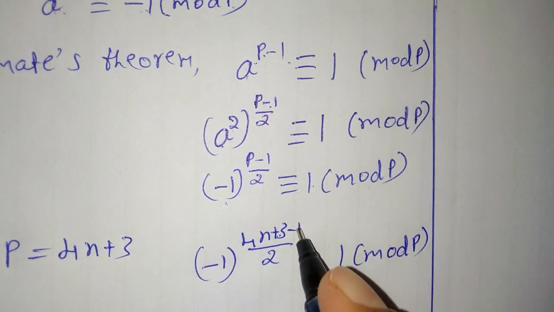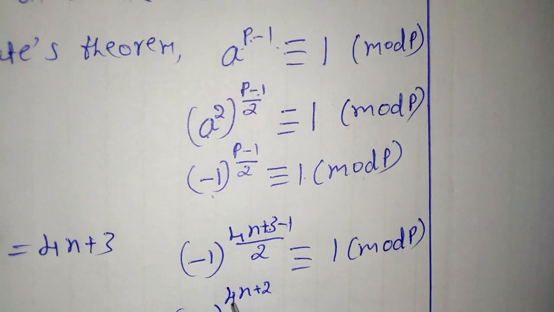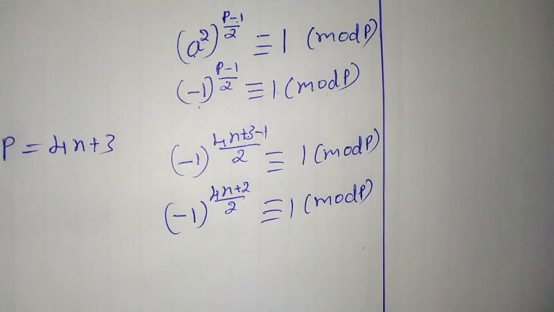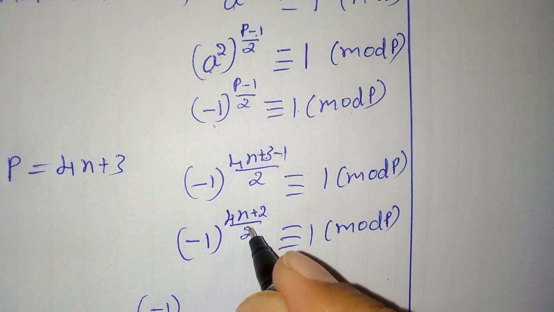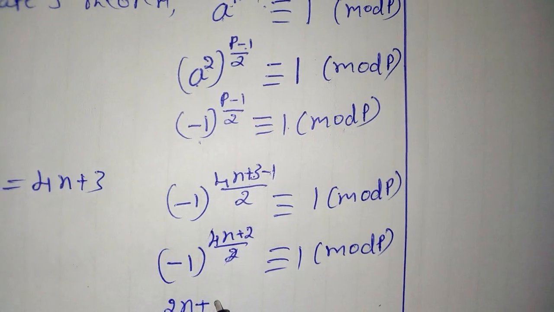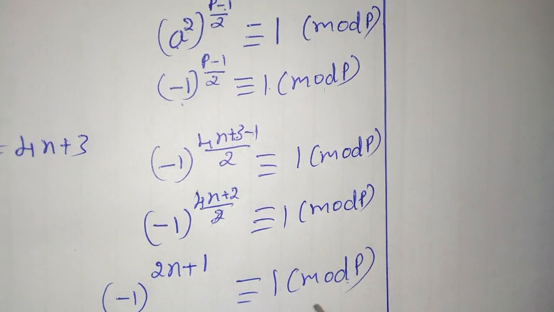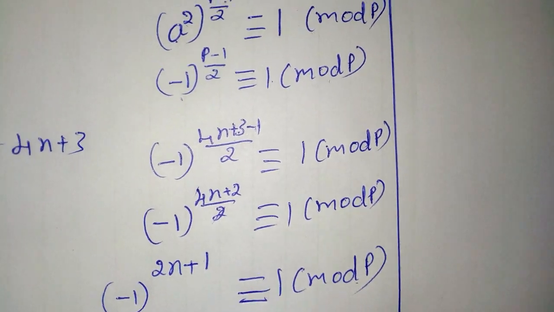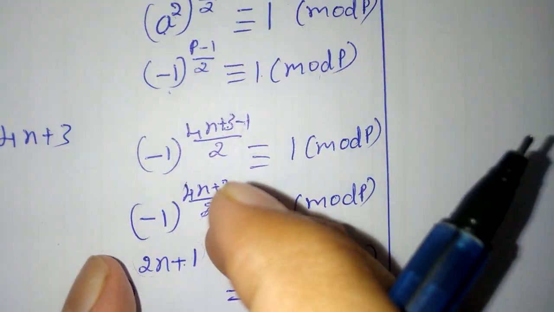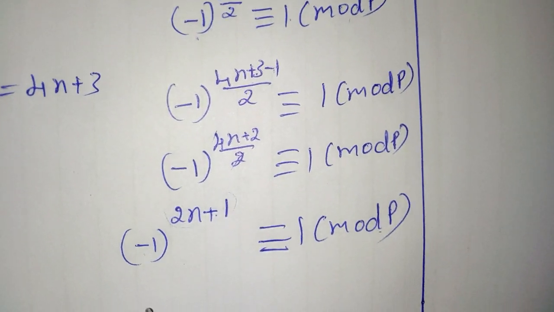Now 3 minus 1 is 2, so that becomes minus 1 raised to (4n plus 2) divided by 2, congruent to 1 mod p. Now minus 1 raised to, if we divide by 2, 2n plus 1 is congruent to 1 mod p. If we put any integer in place of n, 2n plus 1 is an odd number. So minus 1 raised to an odd number becomes minus 1.